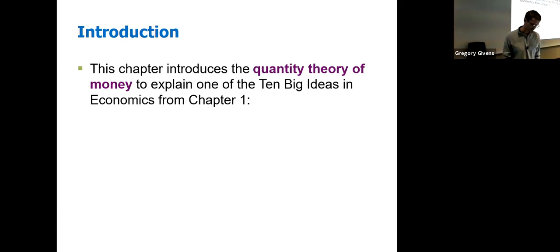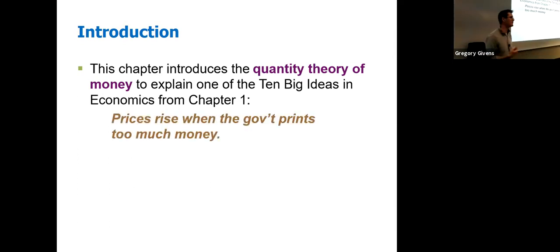This particular model essentially elaborates on one of those 10 big ideas that we glossed over at the very beginning of the semester. In fact, I don't even think I talked about this one on the first day of class. I just had you kind of review it on your own. That basic idea is that prices in a country tend to rise when the government prints too much money. All right, that's one of the 10 basic principles from economics. What the quantity theory of money does is it formalizes that principle. And so we're going to expand on that over the next couple of classes.